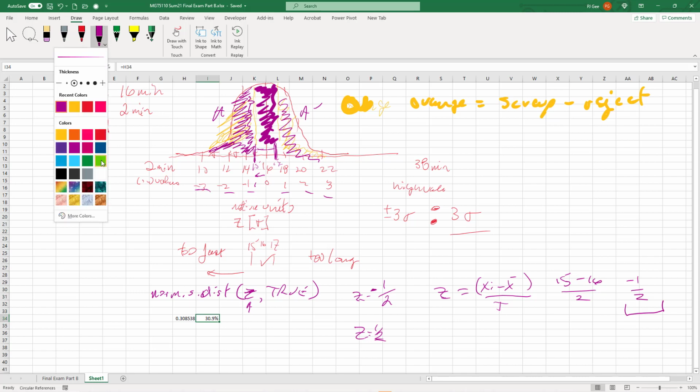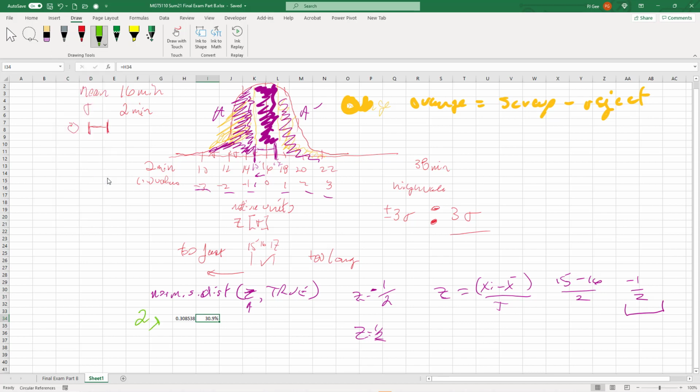Change it to green. I think that shows up all right. So the first way is by symmetry. We know if we're down by -1, if we go up 1 to 17, A prime is the same as A. So just take 2 times that number and you're done, right? You have the area of A we figured out. Well, we know A prime is also the same equal area. So our reject rate is 2 times that, or whatever that comes out to be, 61.8%.